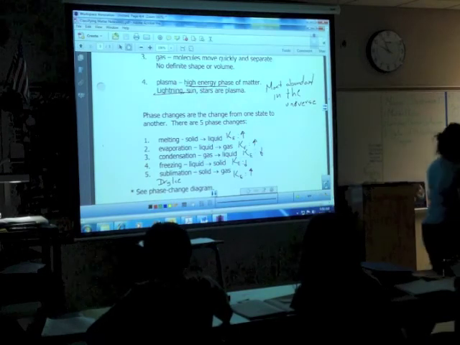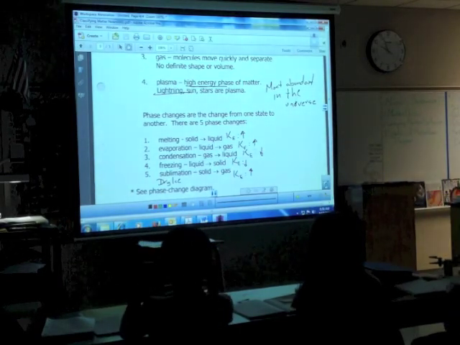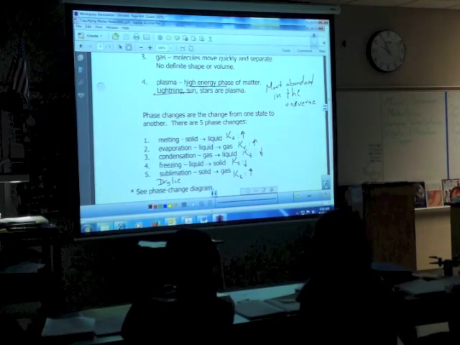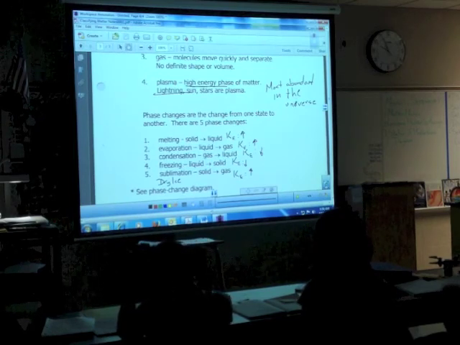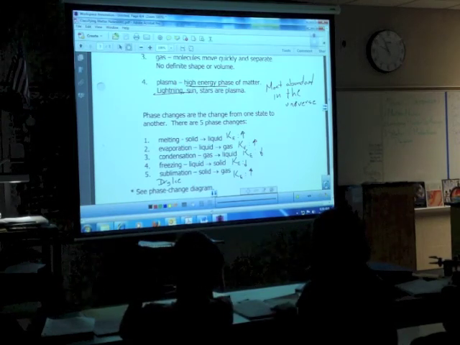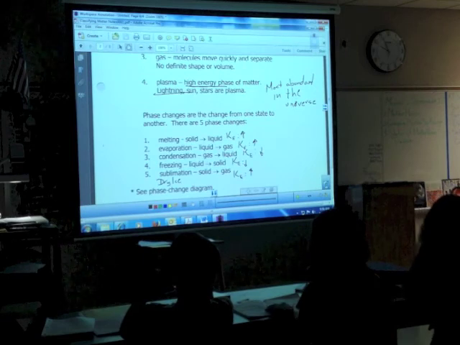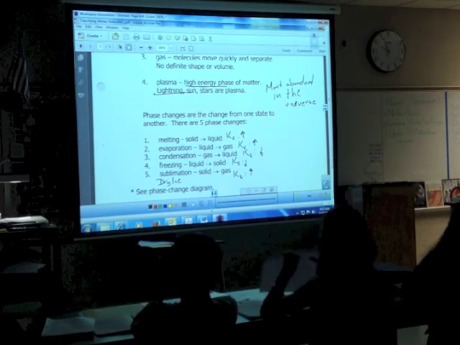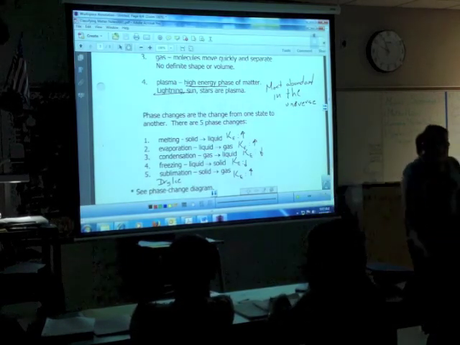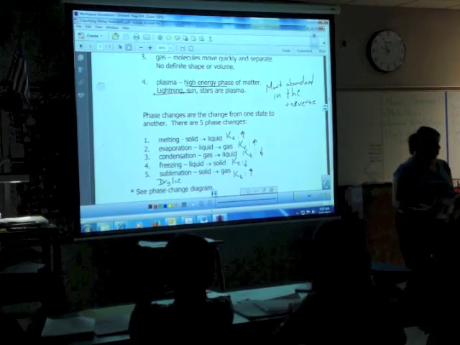So, you're responsible for knowing the four states of matter, okay? Their characteristics, how the particles move, what type of energy they have, okay? And then you are responsible for knowing the changes, but specifically, because everybody knows those four changes, specifically you need to know what happens to the kinetic energy as you go from one to the next, okay?